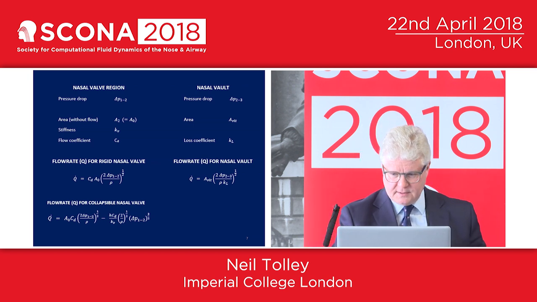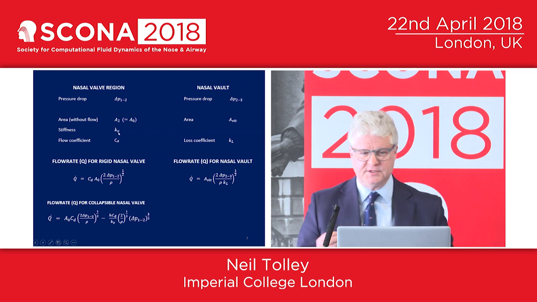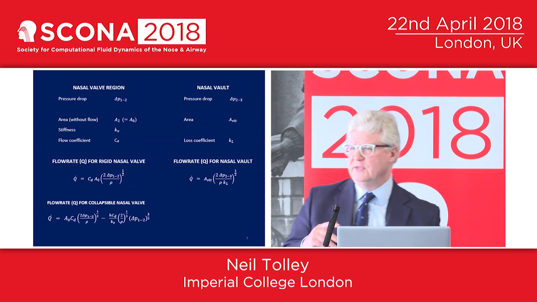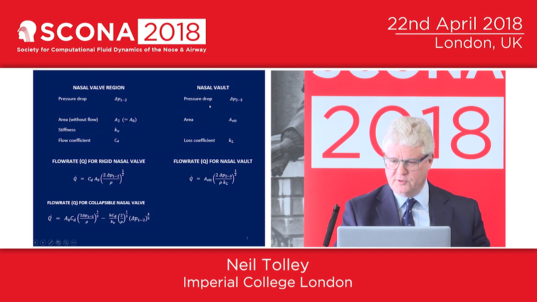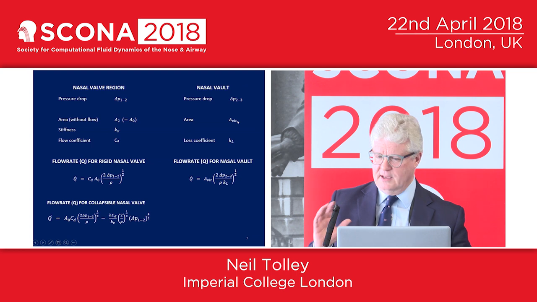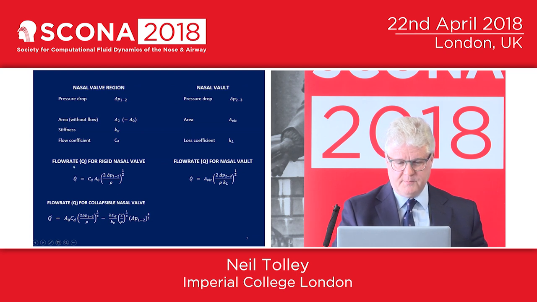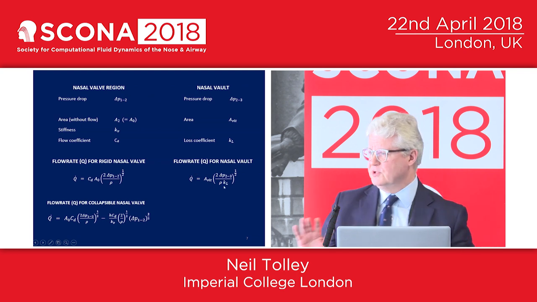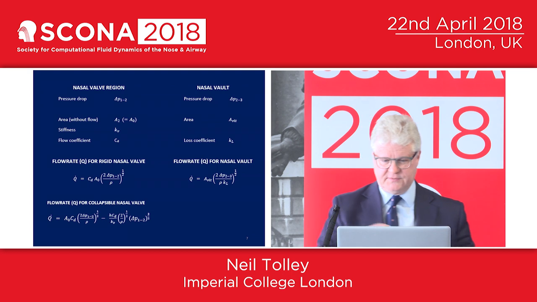So we've got the nasal valve region here, which is defined by the pressure drop delta 1 to 2, the area without flow, A0, and A2, the area with flow, and these are functions that calculate the stiffness and also the flow coefficient, which is a measure of the actual over the ideal flow across that valve area. Then over the nasal vault, we've got a pressure drop 2 to 3, the area of the vault, and then the loss coefficient, which is KL. This equation here basically defines flow across a rigid valve, and this equation on the right defines flow across the nasal vault. And this equation has an additional equation that makes allowance for the valve stiffness, which I described earlier.